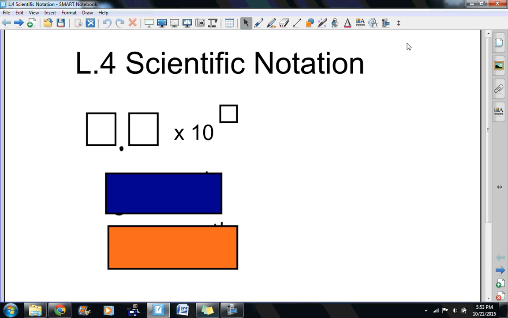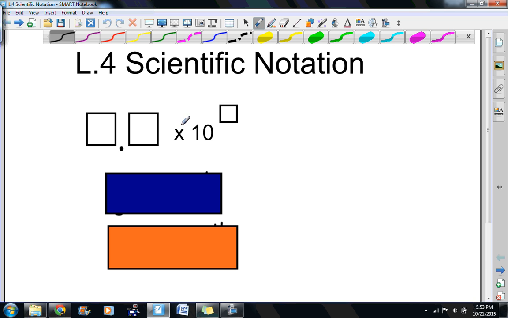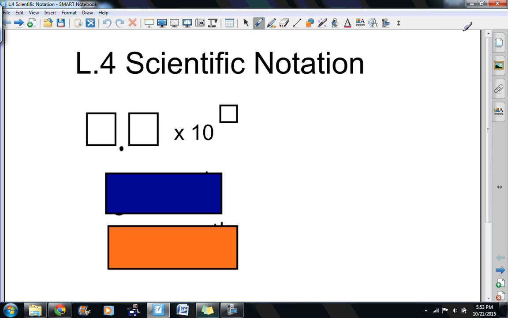So if you notice right away, in this term right here, all of a sudden we have times 10 written as an X. We do that because science teachers want multiplication symbols as X's, even if math teachers don't. So for this lesson, treat it the way a science teacher would.